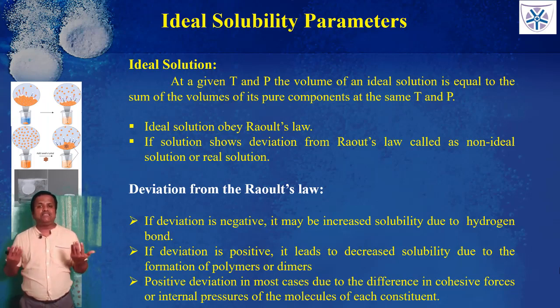In such cases, in such type of environment, the solubility may be increased due to hydrogen bond formation whenever the deviation is negative. If the deviation is positive, it leads to decreased solubility due to the formation of polymer compound. That means it is not forming any hydrogen bond, it does not favor hydrogen bonds. So positive deviation leads to decreased solubility.